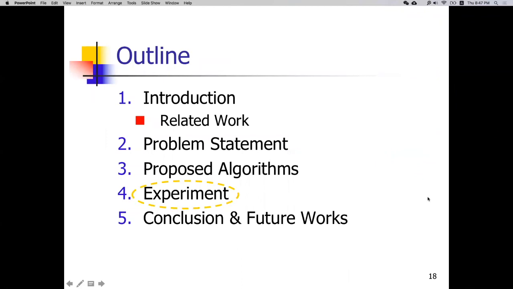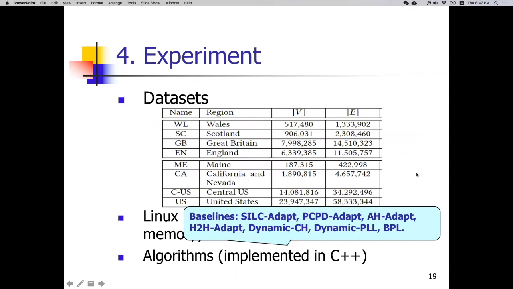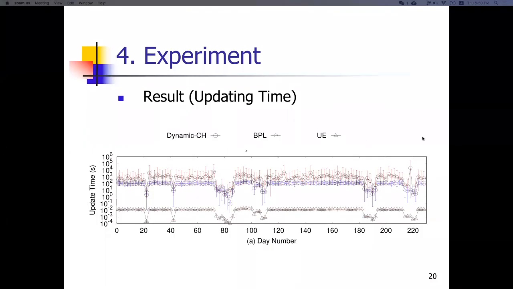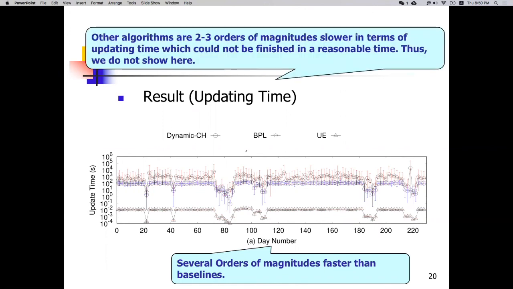Now let me present the experiment. In the experiment, we use 8 different datasets with different sizes, and we conduct experiments on a Linux machine with a 2.67 GHz CPU and 48 gigabytes of memory. We implement all the algorithms in C++. This figure shows updating time on the Great Britain dataset. As you can see, our algorithm is several orders of magnitude faster than baselines. Other algorithms are 2 to 3 orders of magnitude slower in terms of updating time, which could not be finished in a reasonable time, so we do not show them here.